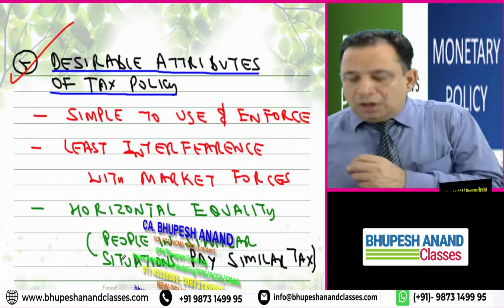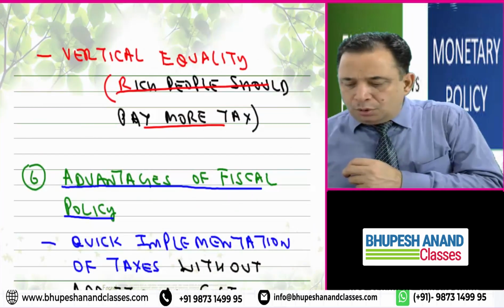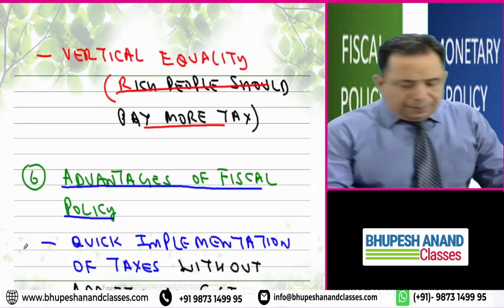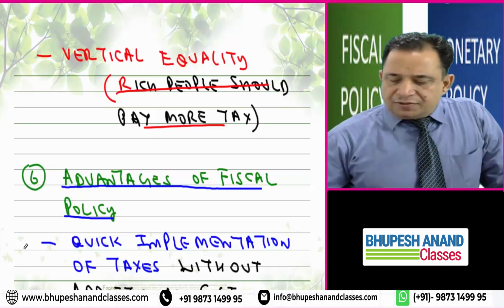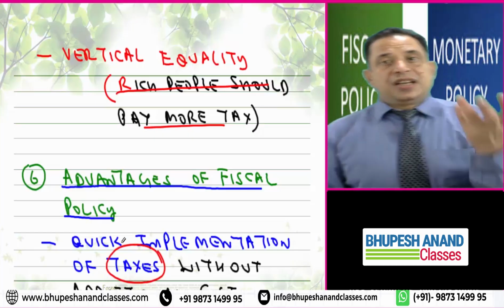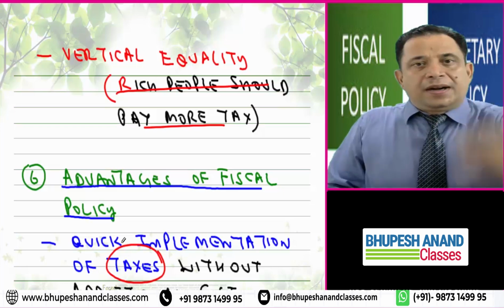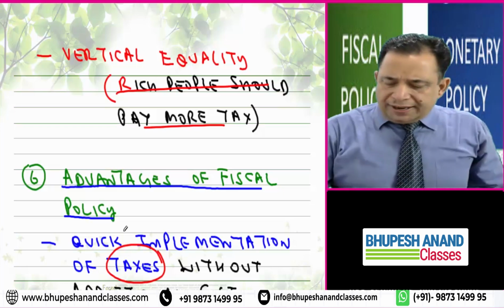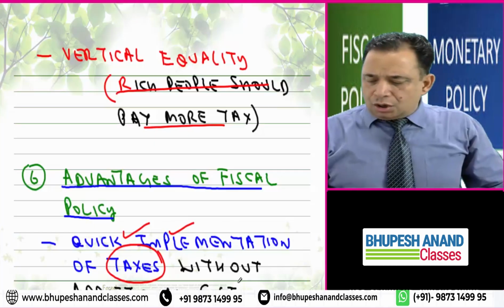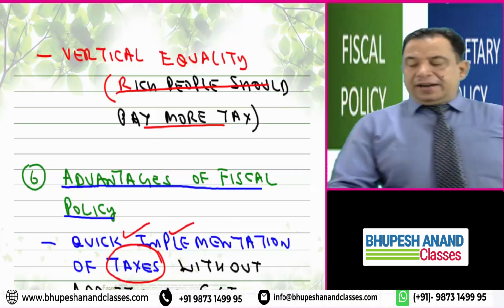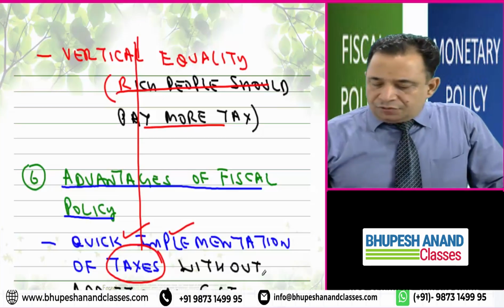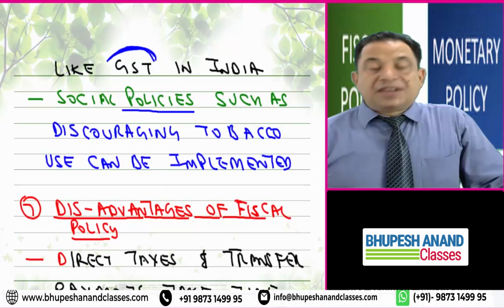So just write down the desirable attributes, or advantages, of fiscal policy. Quick implementation of tax, very simple. GST we have implemented throughout the nation within a very short span. So quick implementation without additional cost, like GST.